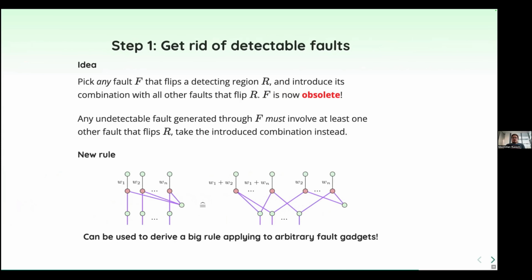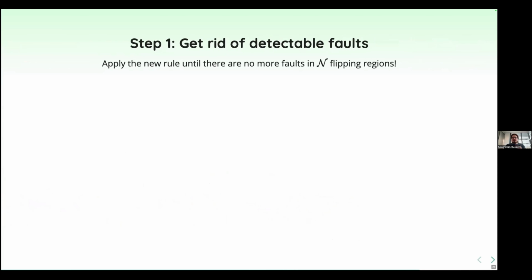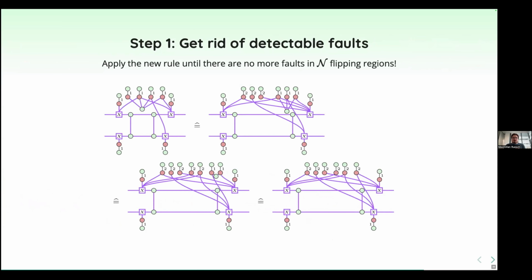So this rule allows us to, given any fault that flips any detecting region, remove it from the noise model. We can iterate this until there are no more faults in the noise model that flip any detecting regions. So all atomic faults in the noise model are now undetectable. In our running example, this would look like the following.